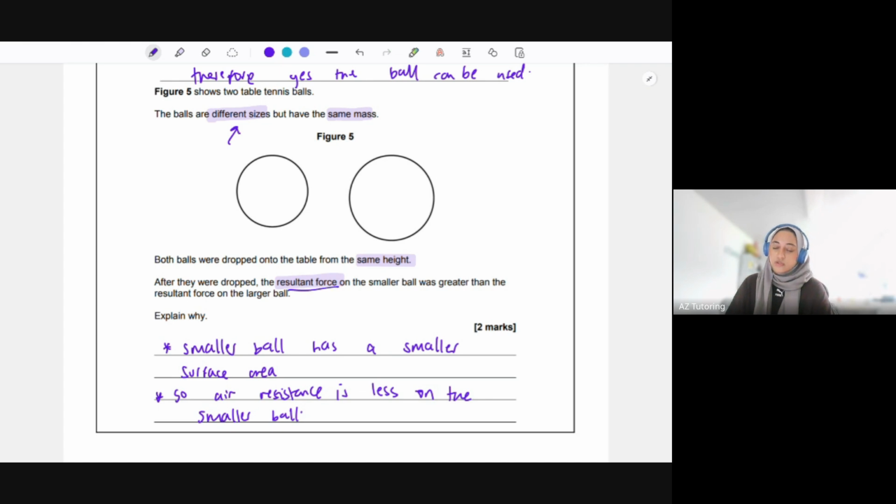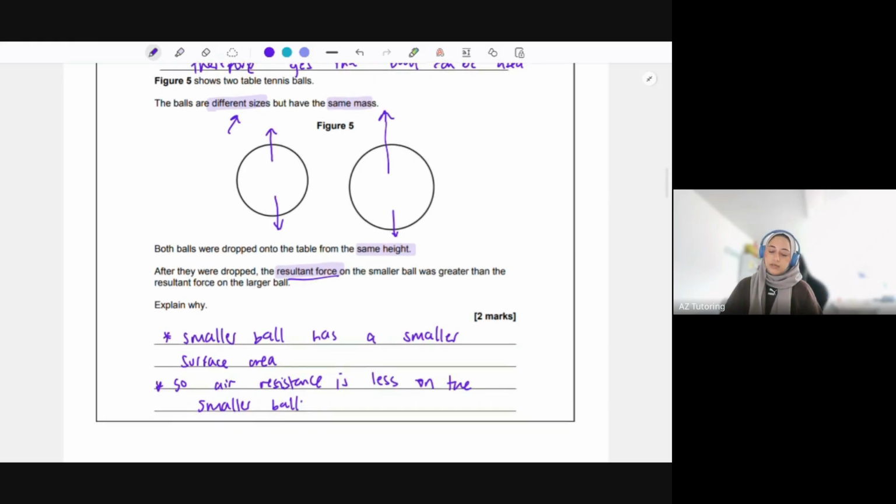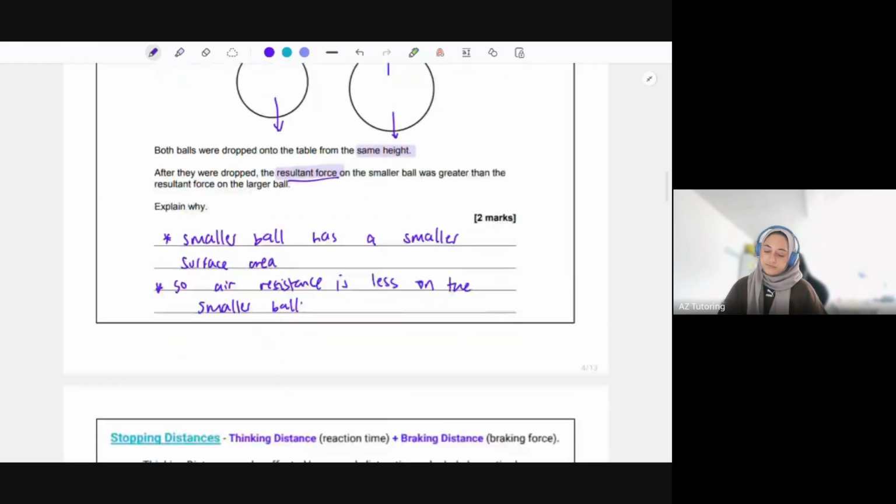Because remember, what is resultant force? Resultant force is the overall force. So there's a force acting downwards on both of these because they've got the same mass. So that's not going to be affected. The one that's going to be affected is air resistance. Air resistance is going to be less on the smaller ball, but it's going to be more on the bigger ball. So yeah, air resistance is right.